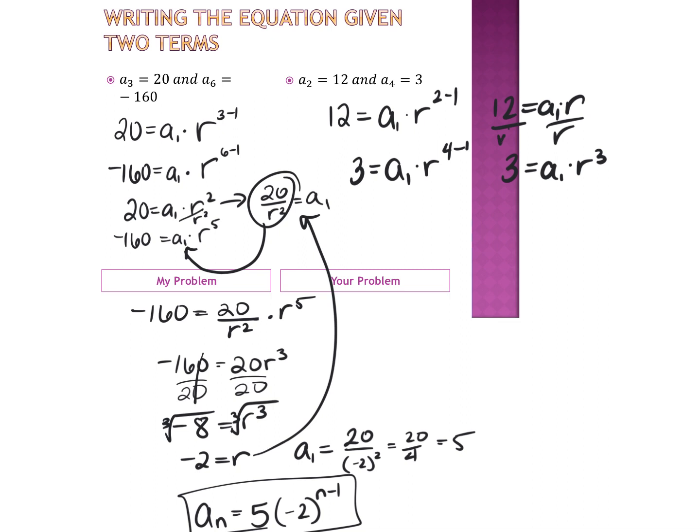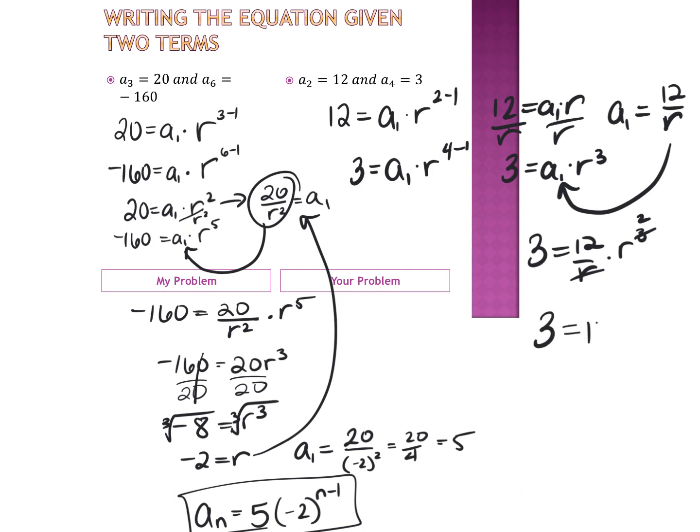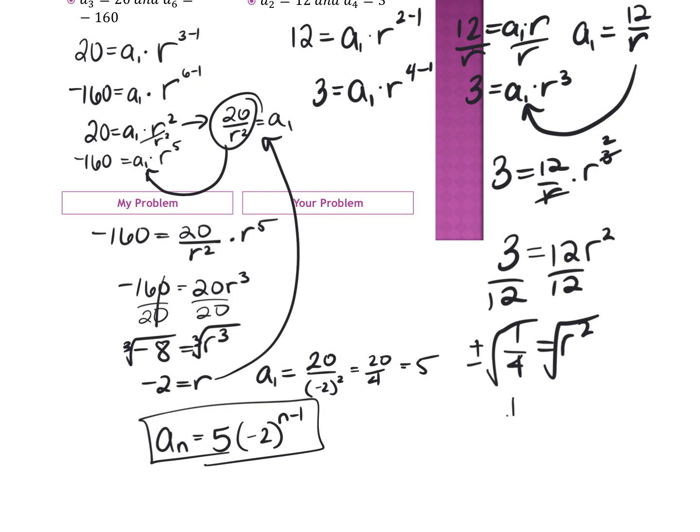So we'll divide by r to get a1 by itself. So a1 is 12 over r. We'll plug that into this equation. 3 equals 12 over r times r cubed. r cancels that out and makes it r squared, right? r cubed divided by r is r squared. So 3 equals 12r squared. Divide by 12, and 1/4, reduce that fraction, equals r squared. Square root both sides, and I get r equals plus or minus 1/2.